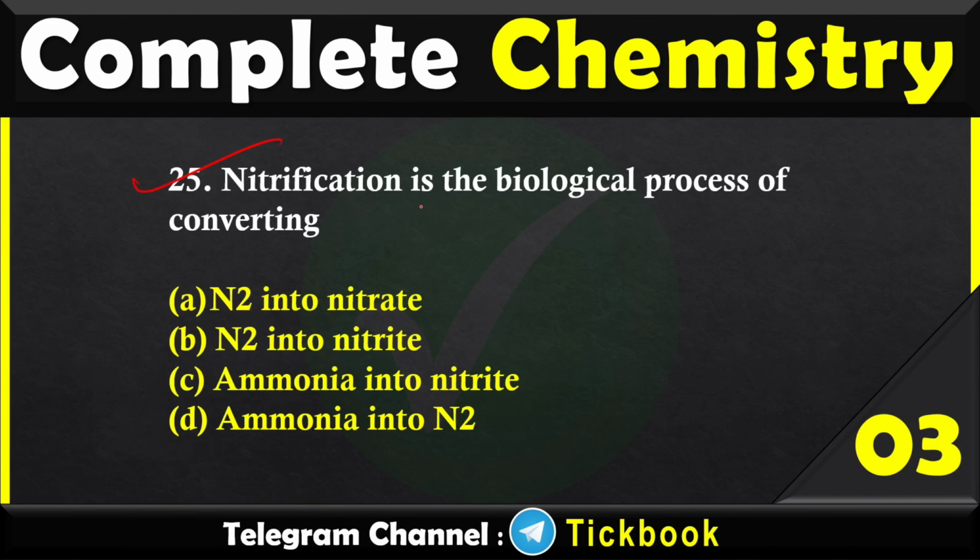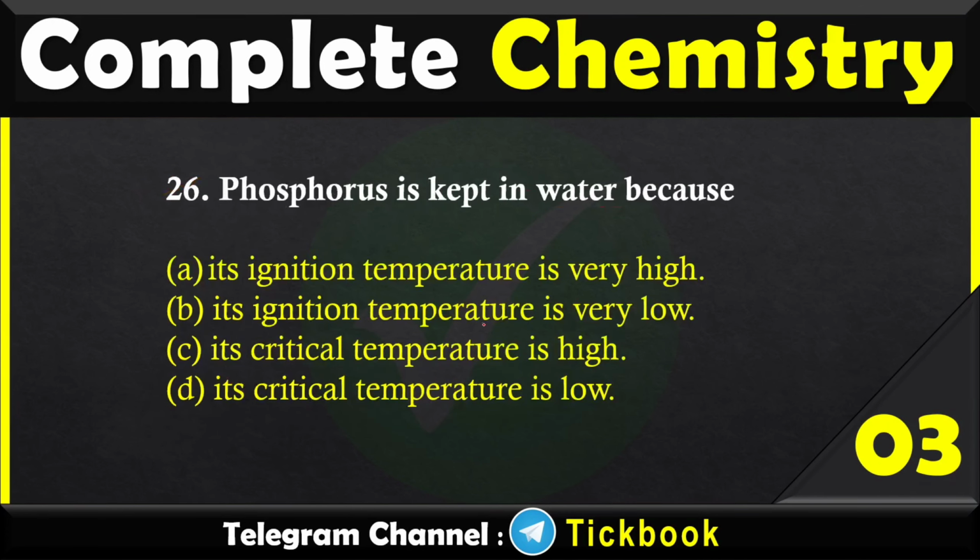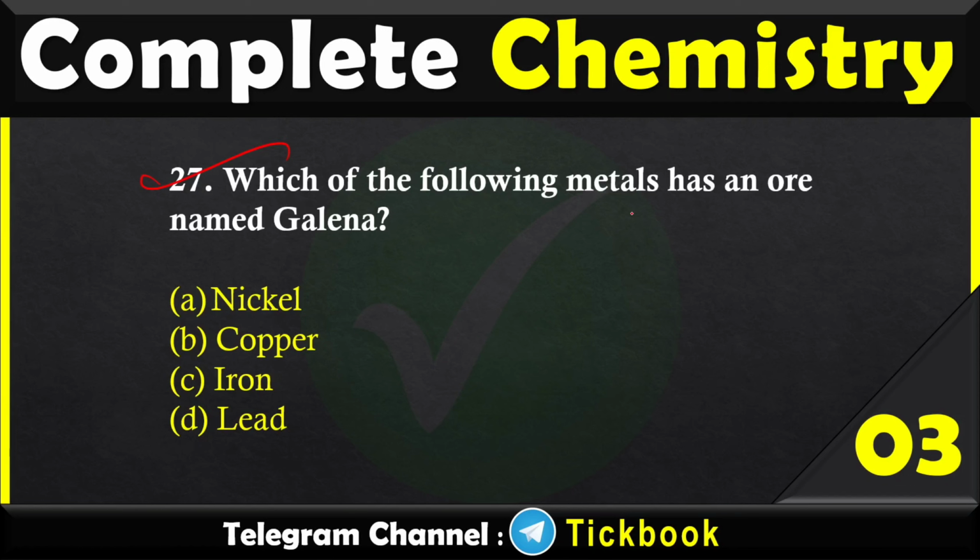25. Nitrification is the biological process of converting dash. Converting, option number C, ammonia into nitrite. 26. Phosphorus is kept in water because? Option number C, its critical temperature is high. 27. Which of the following metals has an ore named galena? Option number D, lead.